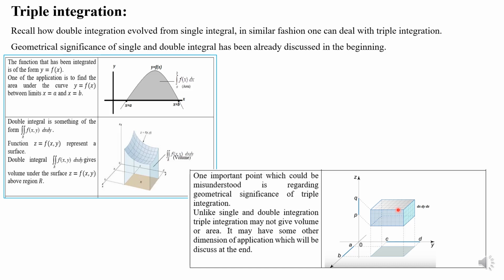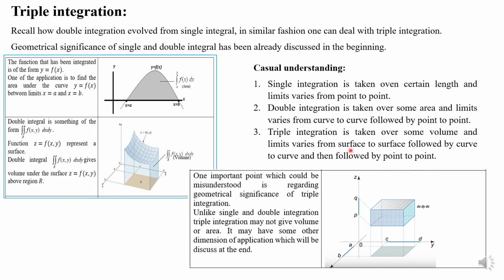Now there are some important points to note down, which are very important for solving the problem. Single integration is from point to point, A to B. Double integration is from one curve to another curve, which we have already discussed. Triple integration is taken over some region. In order to cover the region, we have to integrate from one surface, suppose this plane, to another surface, which is at the back side of the cube.